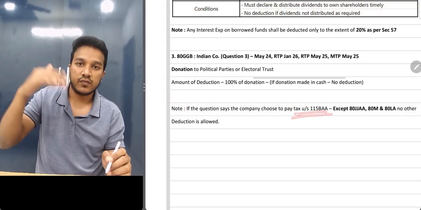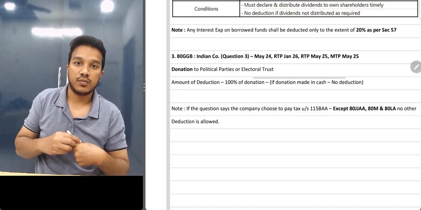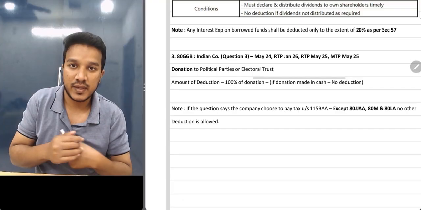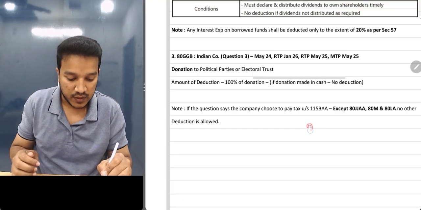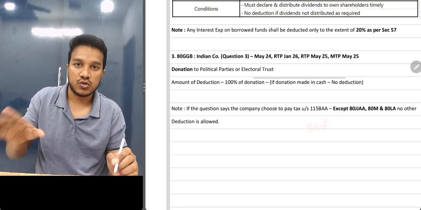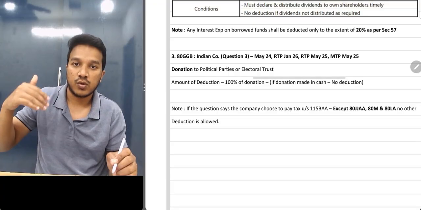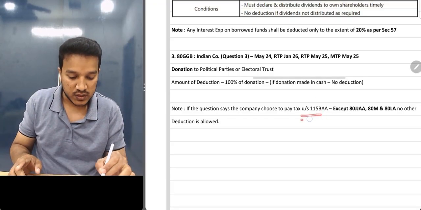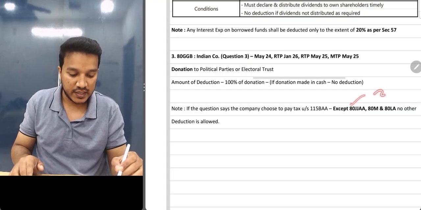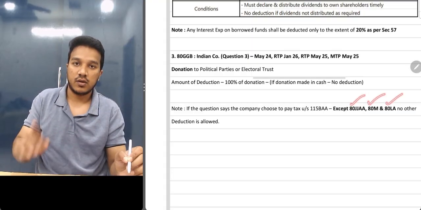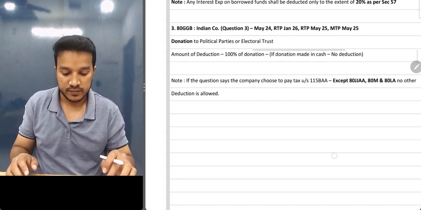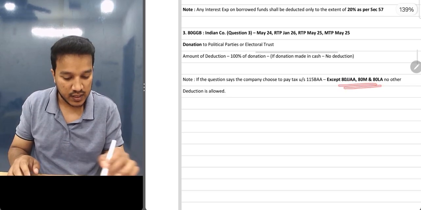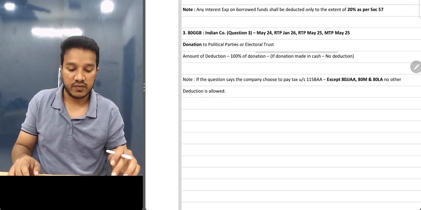Always remember, at the end of the question he'll say compute the tax liability as per section 115BAA, the 22% one. So when the assessee chooses this section, he has to forego a lot of deductions. Okay, Chapter VI-A deductions. Even if he chooses this one, he will be eligible for section 80JJAA, 80M and 80LA. Always remember this. These three are still allowed, even under section 115BAA.